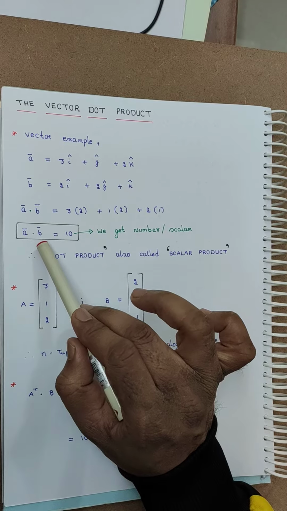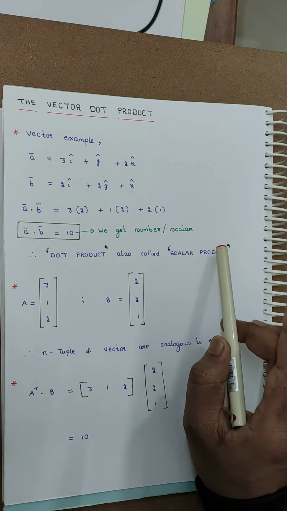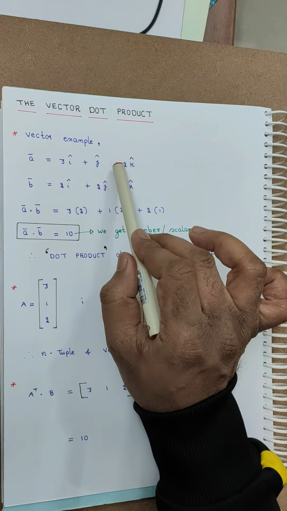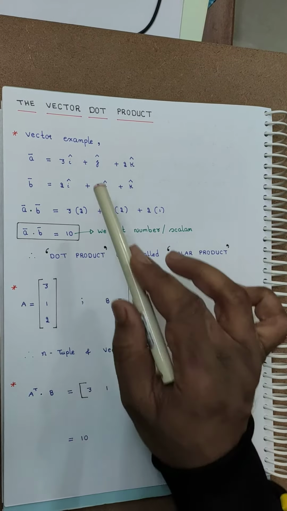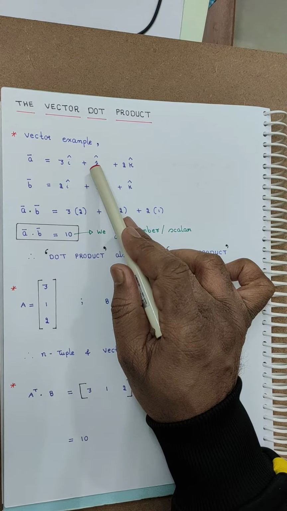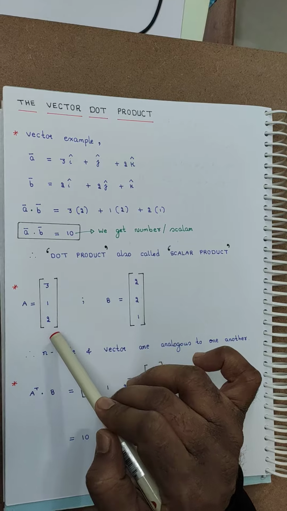Always remember that dot product means we get a number. That's why dot product is also known as scalar product. And this is how we represent the vector. The same vector, to represent it as a matrix, we have to use a column. So 3 i hat means first is 3, then the j hat coefficient is 1, which I have represented here, and the k hat coefficient is 2, which I have represented here.